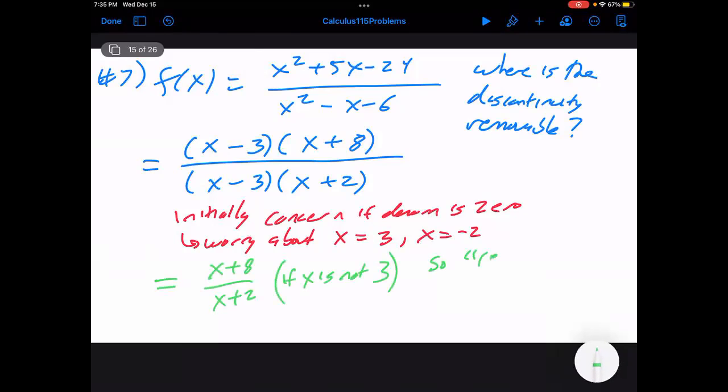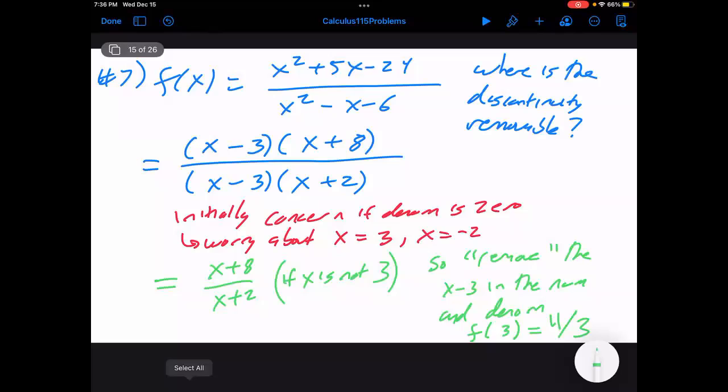So we remove the x minus 3 in the numerator and denominator. And what would f of 3 equal now? It'd be 11/3. Yeah, that would be 11/3. And so this is called removable because really we haven't changed the value of the function anywhere except at the point when we take x equals 3. Wait, how is it 11/3?